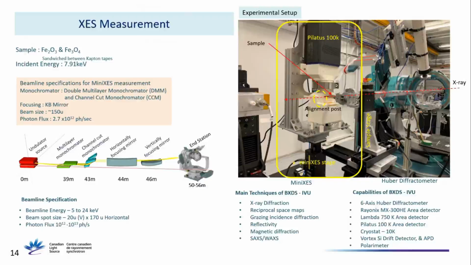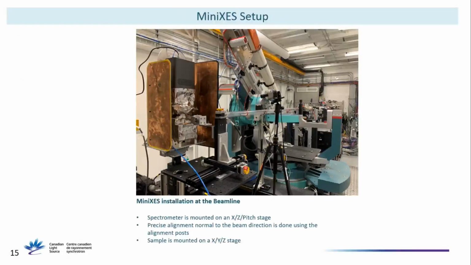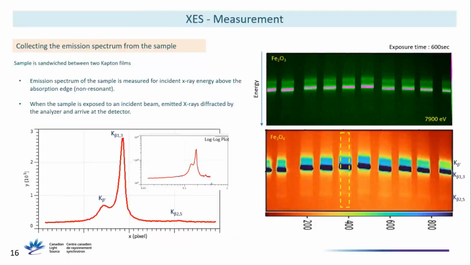So with that, next one. This is the actual setup. We have lots of lead tape and copper shielding around to reduce the air scattering. And as I mentioned, the powder samples are between the Kapton tapes.